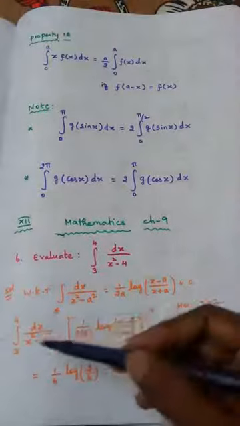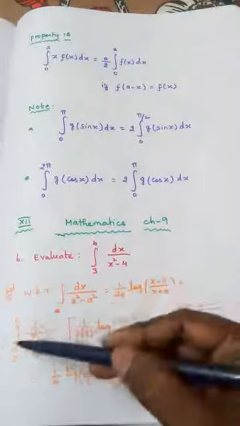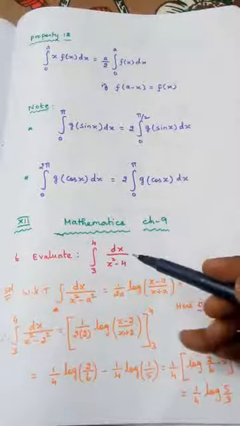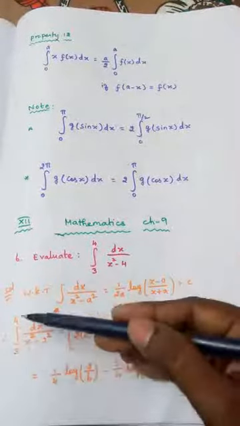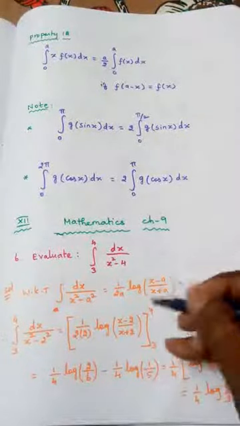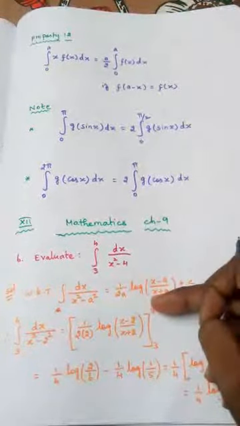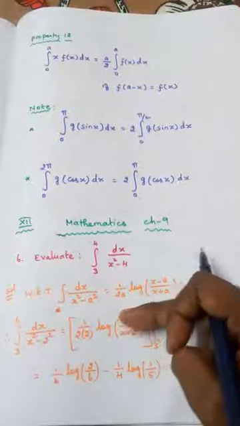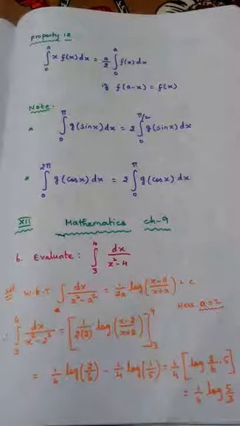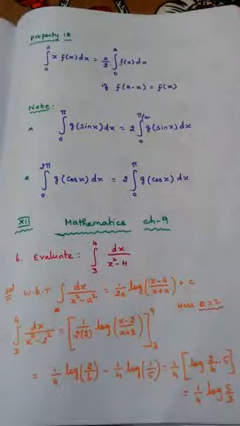Now we have finished the integration. The integration for this function is this. The only thing remaining is that we need to apply the limit, 3 to 4. How to apply the limit? There is a procedure. First we apply the upper limit, then minus the lower limit. So always remember: upper limit minus lower limit. That is the way of applying the limits.